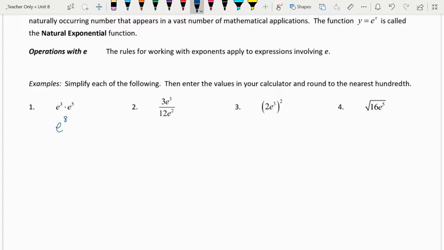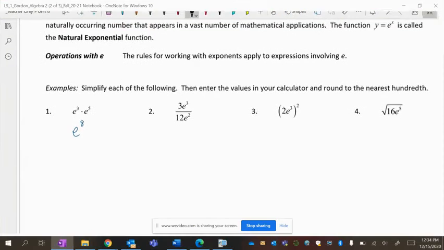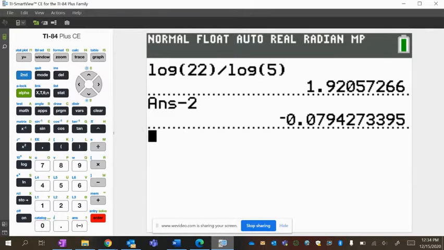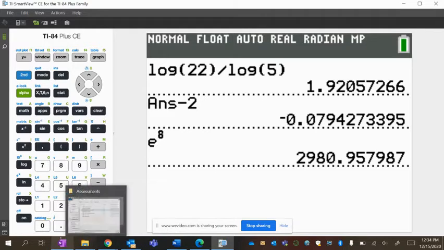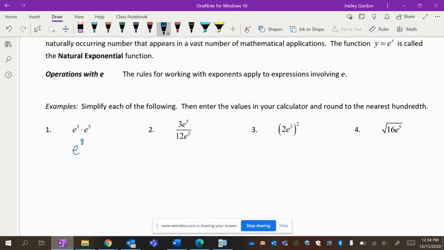If you type it into your calculator, it does have an e button. It is after you hit second and then this ln one. It says e to the x. You would do that and then hit 8 and you get 2,980.95797. So we have 2980.96.